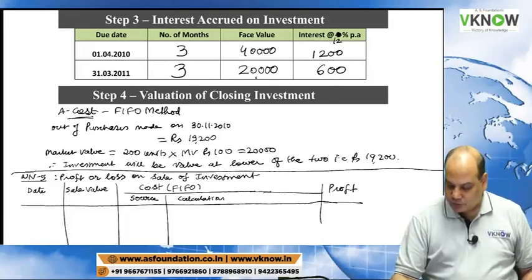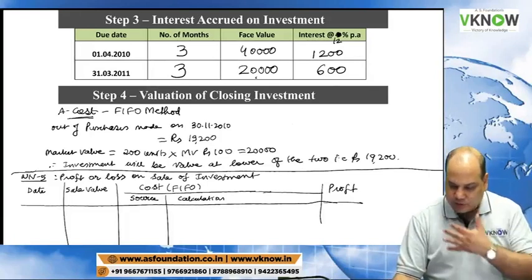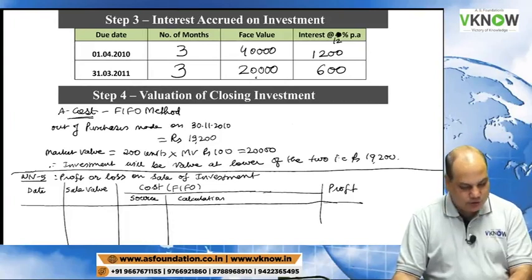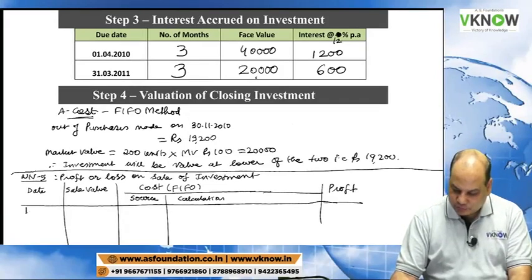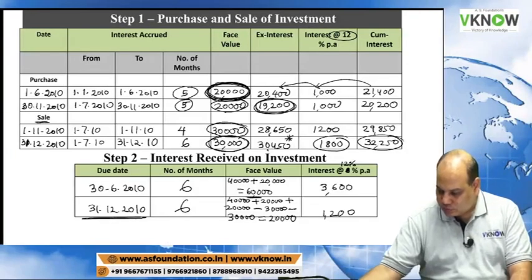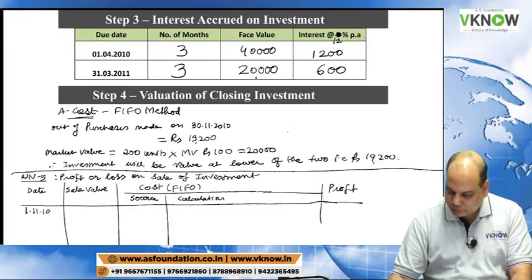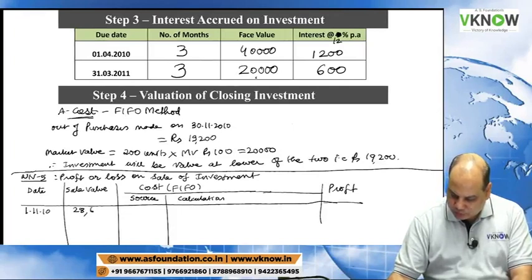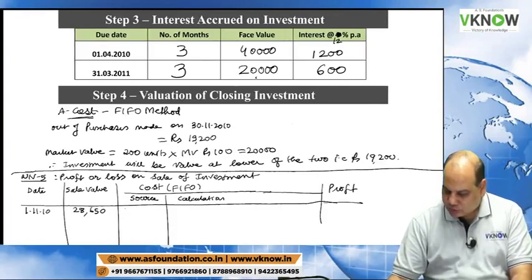Okay. So date, write down date of sale. First sale took place on 1/11/10, and the sale value was 28650. Cost source will be opening balance.